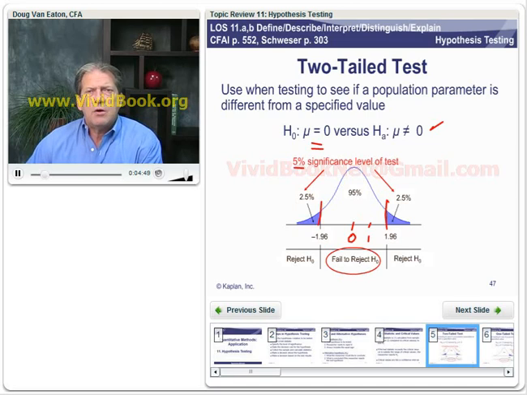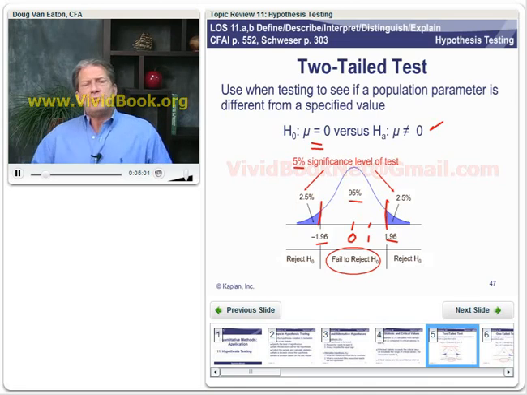We've got 1.96 standard deviations here and 1.96 standard deviations below the mean, and that gives us 95% in our interval and puts 2.5% probability in each tail. So the point here is we're going to fail to reject if our test statistic isn't very far from our hypothesized value, and we're going to reject if it's far enough. Well, what's far enough? Well, that's going to be our statistical test.